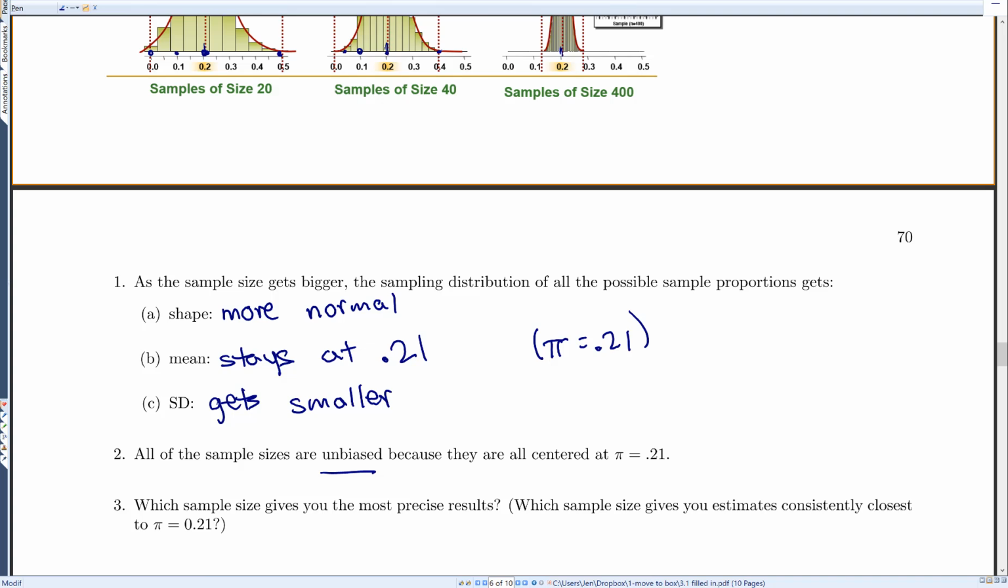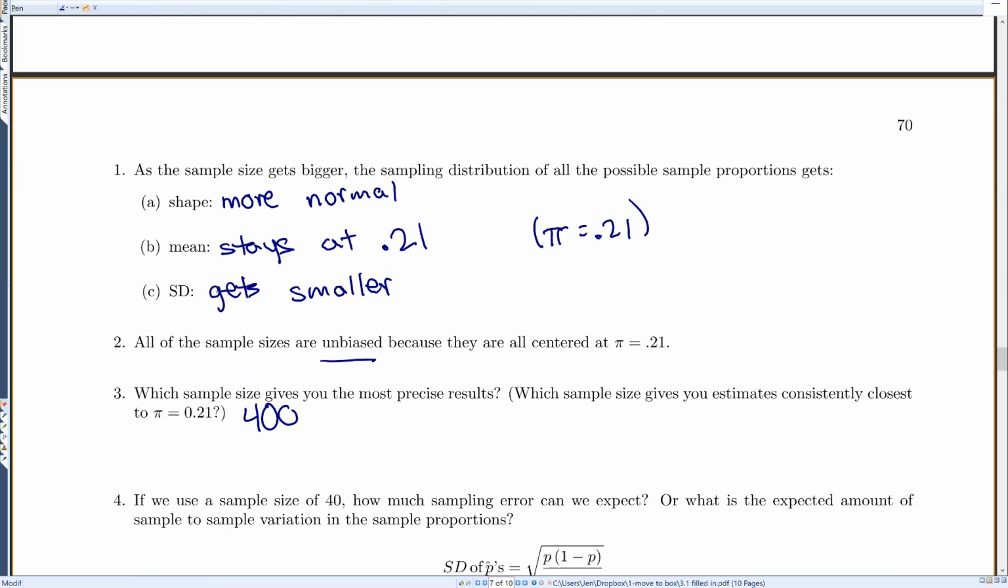By the time I get to sample size of 400 though, notice I'm only going to be between like 0.1 and 0.3. There's really not any other options. Okay, so at a sample size of 400, we're consistently the closest to 0.2. So 400, or the biggest sample size, gives us the most consistent results.